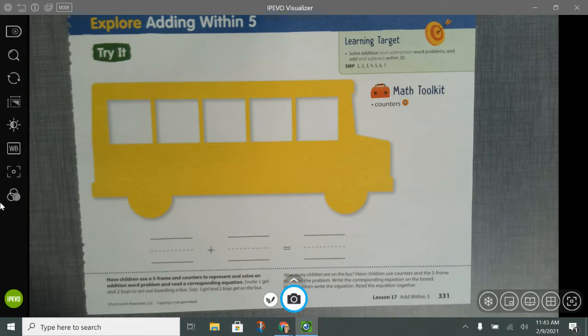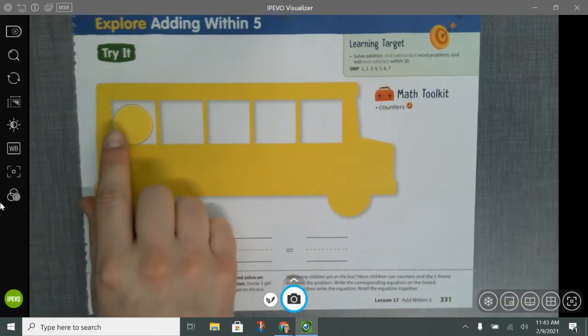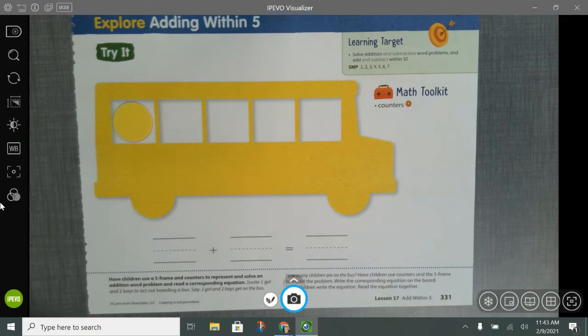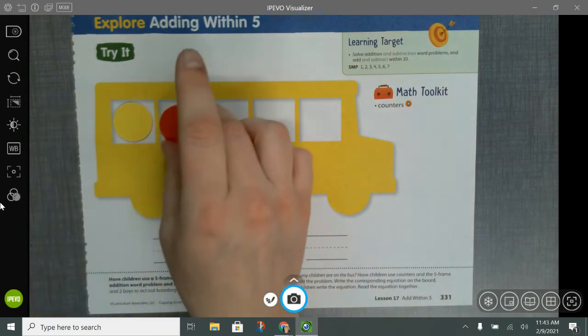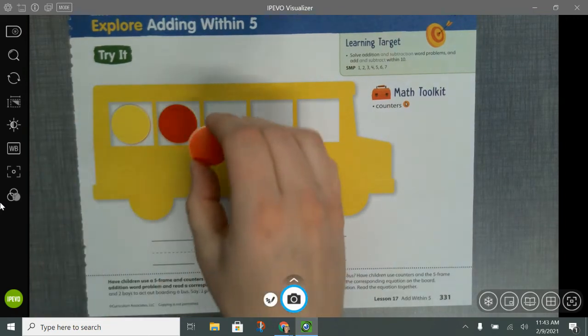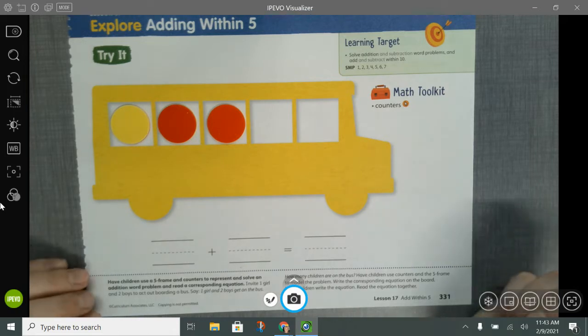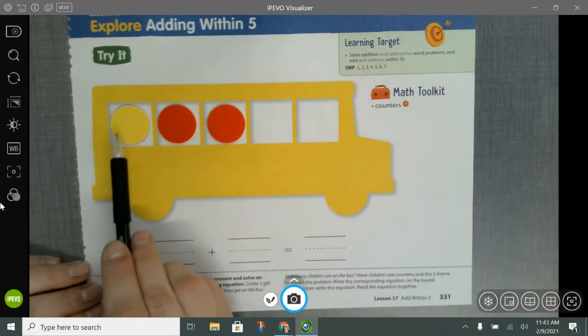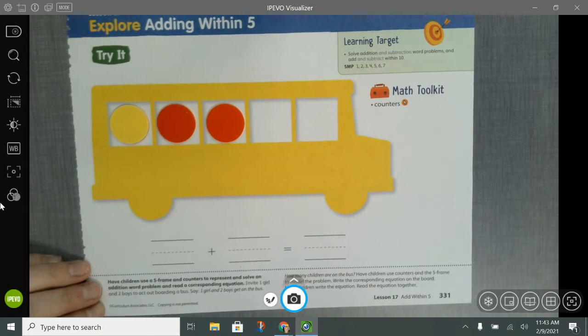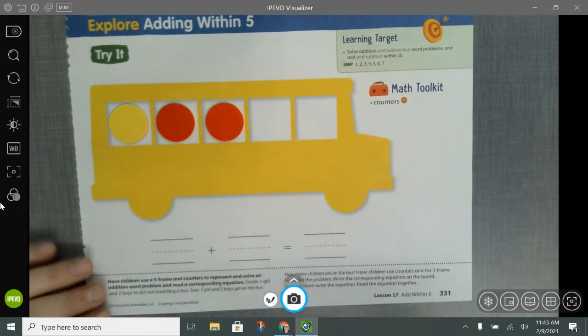Okay, so if I said there was one girl that got on the bus, I'm going to use yellow for girls. One girl and 2 boys on the bus. What would you say? One girl, 2 boys. How many children are on the bus? 3. Excellent. So we used our counters to show a math problem.